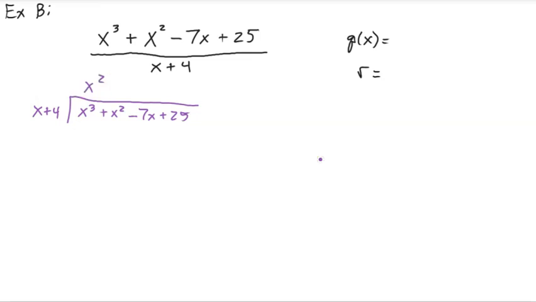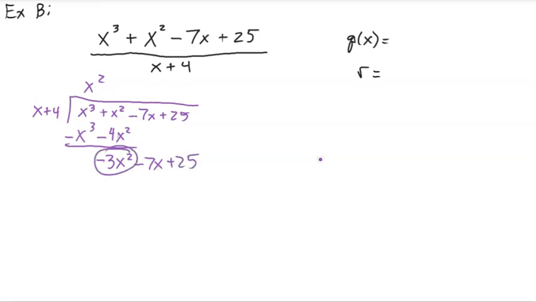And now we're going to do x squared times x, which is x cubed, but we're going to change the sign to a negative. Then we're going to do x squared times positive 4, which is positive 4x squared, but we're going to change it to negative 4x squared. Then these first two terms, x cubed minus x cubed is 0, so they're going to cancel. And now we're going to do x squared minus 4x squared. Well, x squared minus 4x squared is negative 3x squared. Then we're going to carry down the negative 7x and the plus 25.